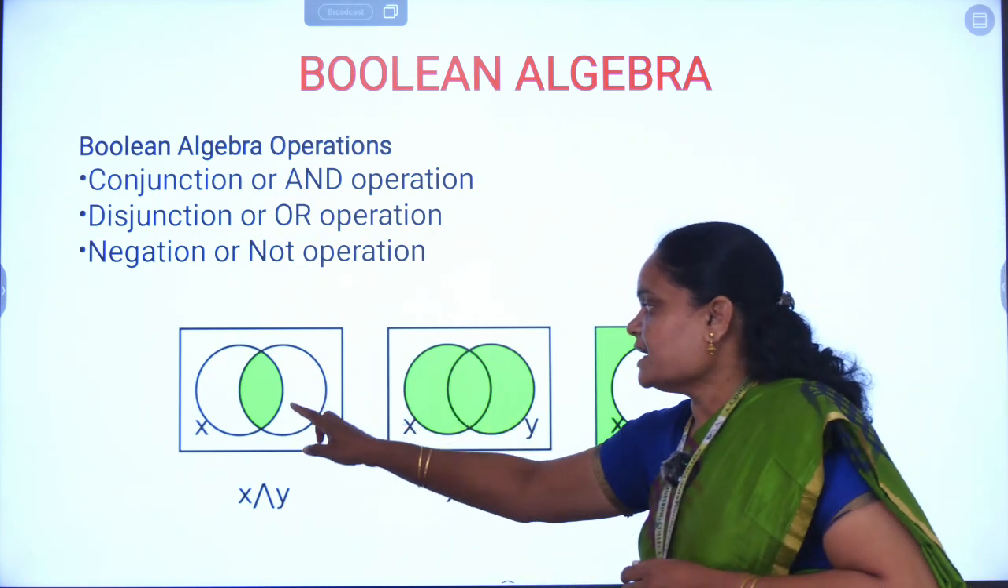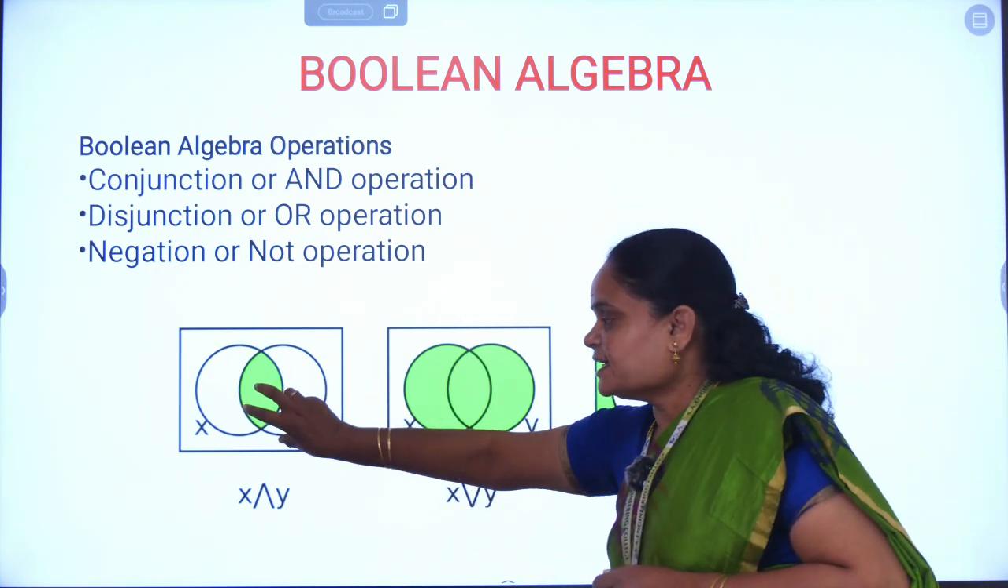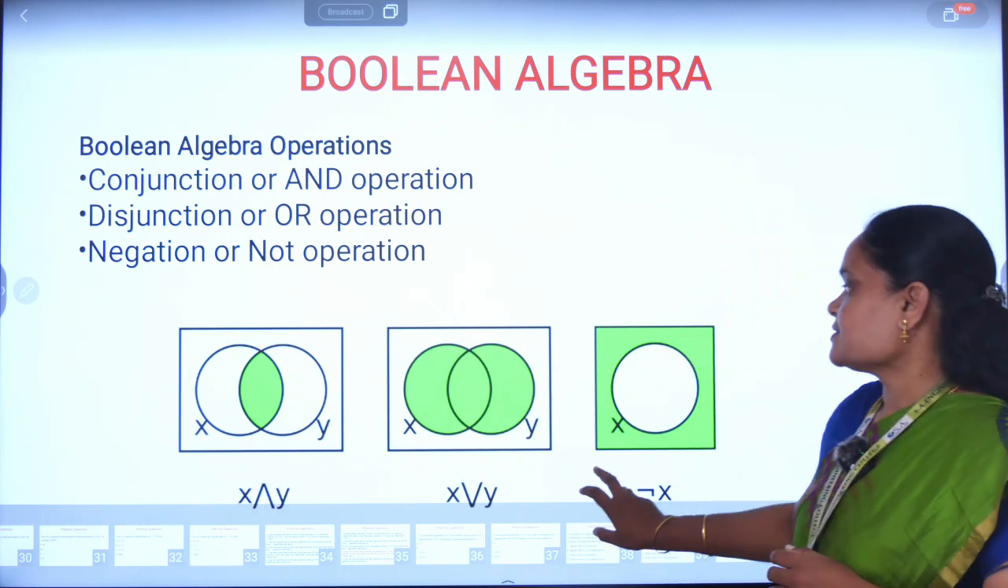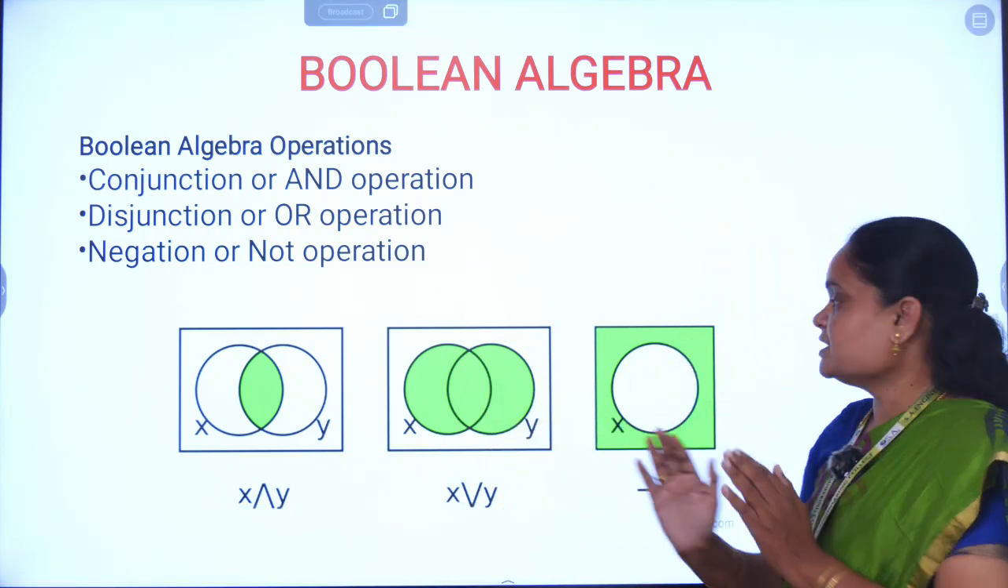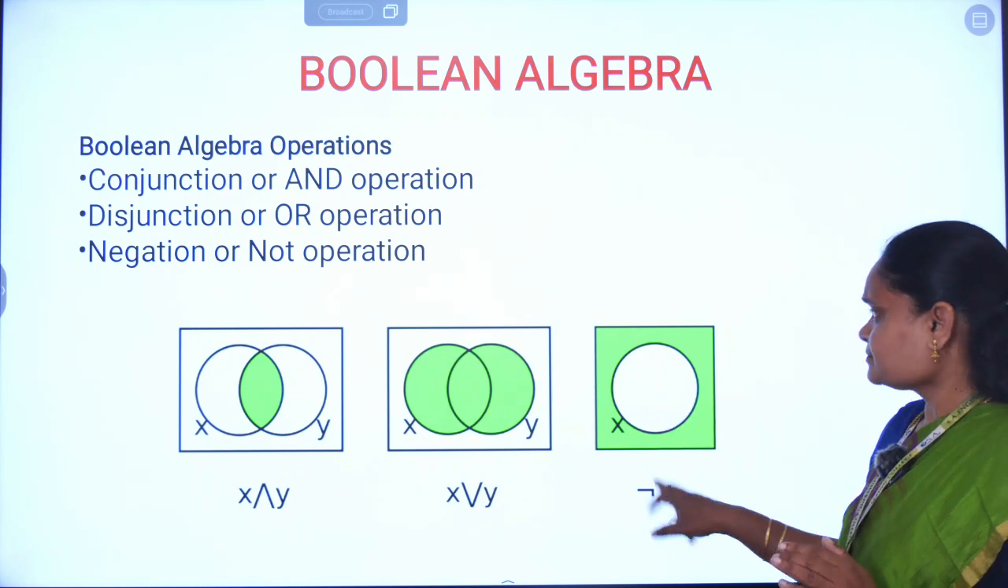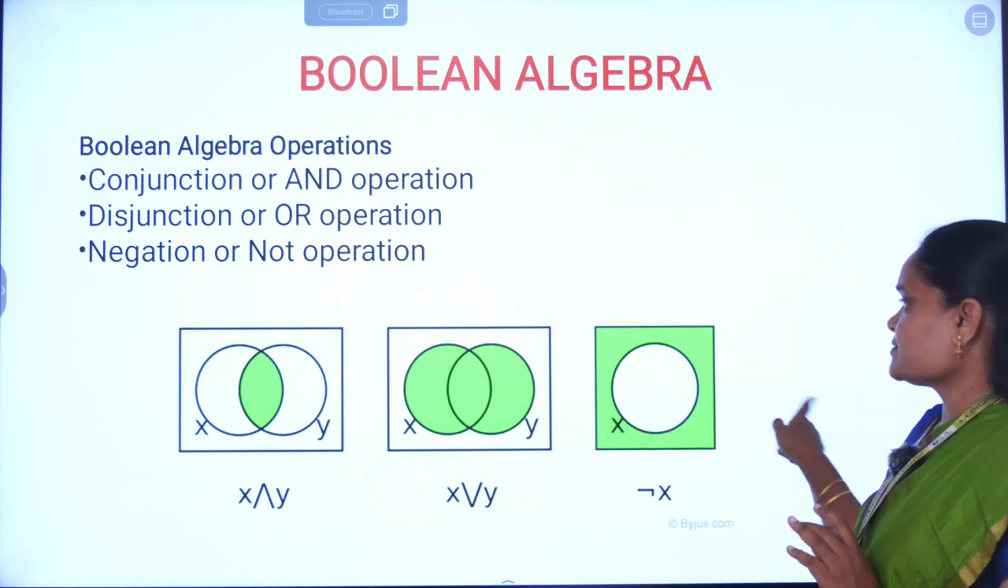So conjunction, the AND operation, represents the intersection of the two elements. Then disjunction, the OR operation, is the combination of all the things. And this one is negation, the rest of the things.